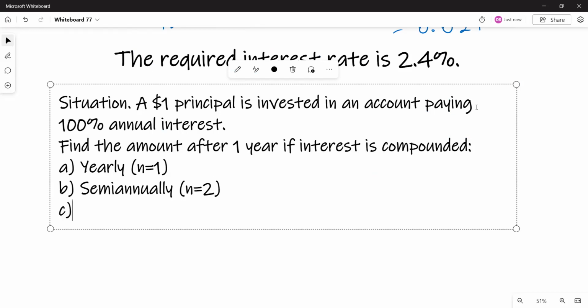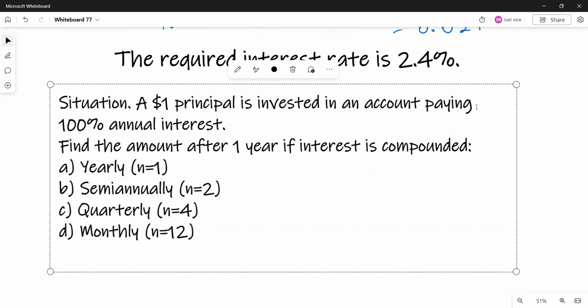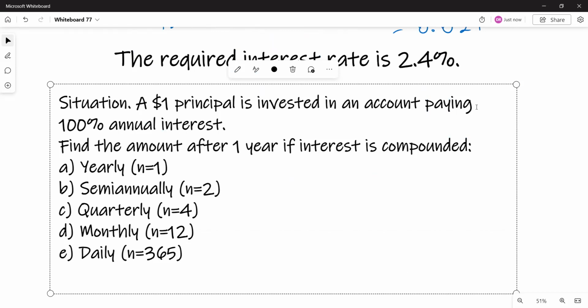When interest is compounded quarterly, in a year there are 4 quarters, so that's going to be 4 times. When interest is compounded monthly, and I'll do 3 more, daily. So daily, even when it's a leap year, banks consider only 365 days.